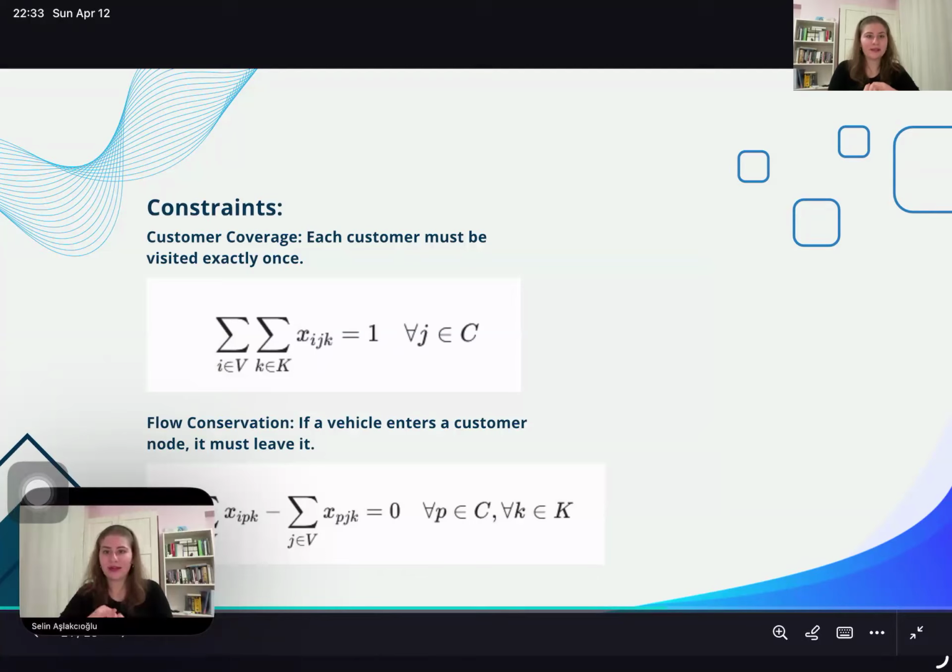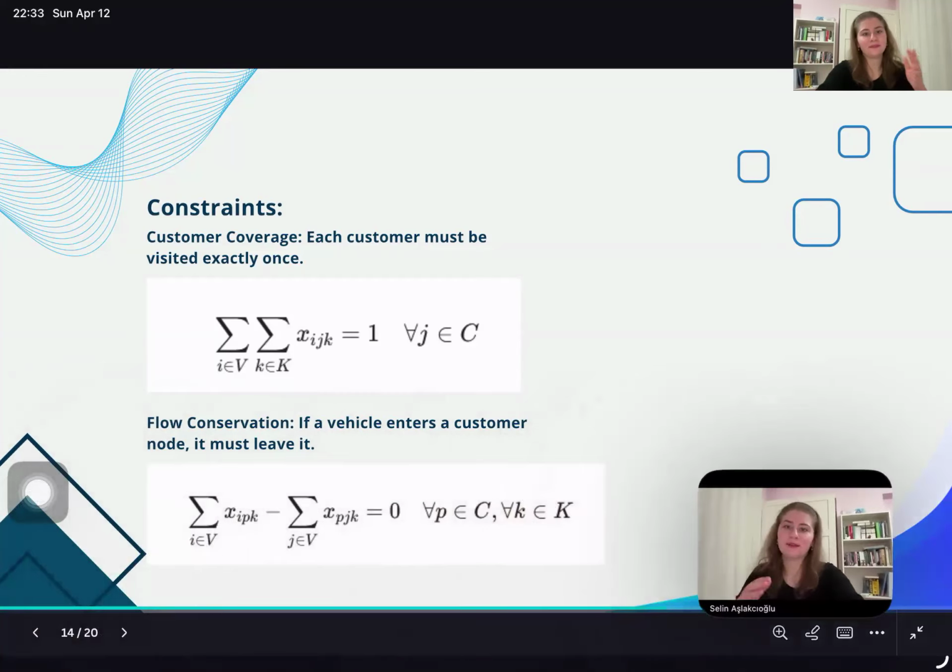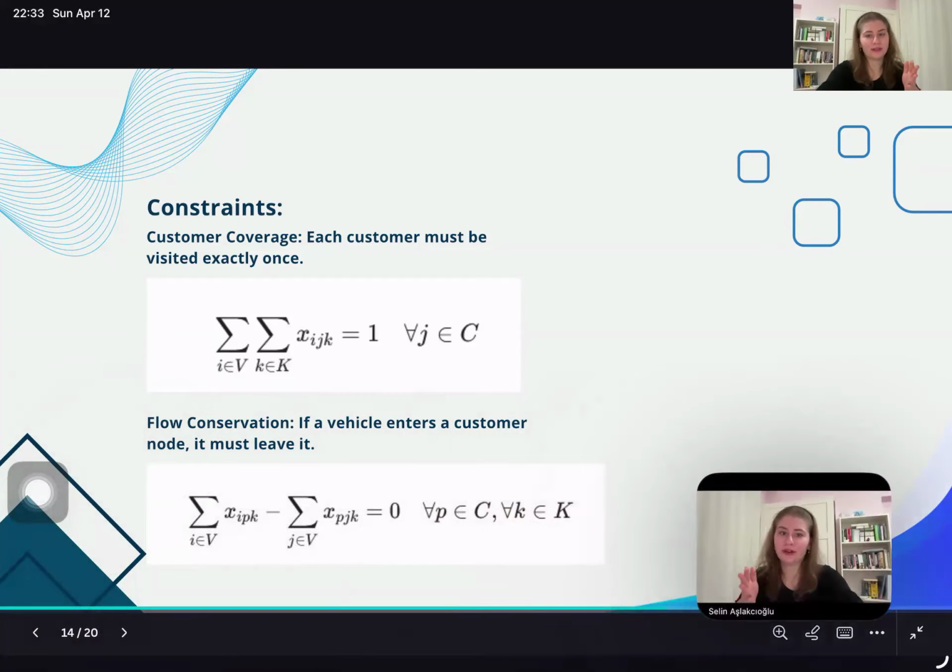Here are the constraints. First constraint that we are going to talk about is customer coverage. Each customer must be visited exactly once. Here is the constraint for it in mathematical form. And flow conservation. If a vehicle enters a customer node, it must leave it. It can't stay there forever. The mathematical expression for it is here.